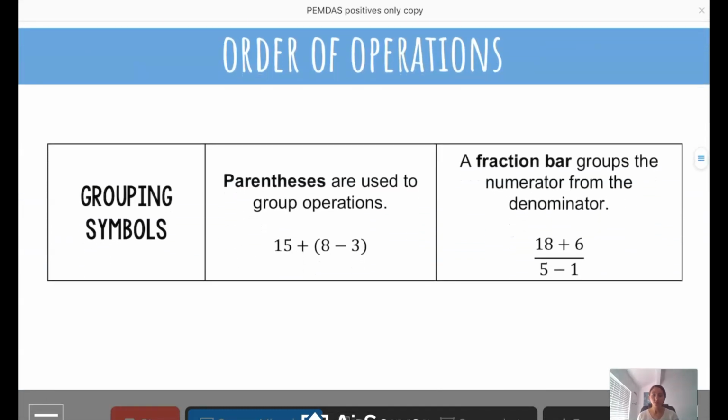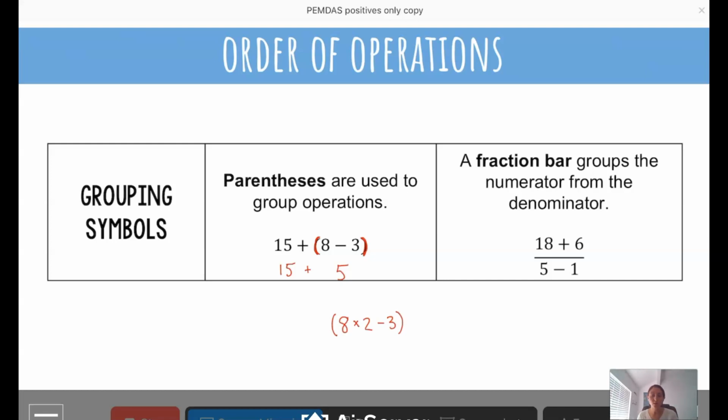When we're simplifying expressions, it's important to note that parentheses are used to group operations, and so are other grouping symbols, and that inside these parentheses, we must simplify everything inside it before we do anything else. So we would do 8 minus 3 is 5 before we add 15. It's also important to know that inside those grouping symbols, we follow the order of operations. So if this had inside our parentheses 8 times 2 minus 3, we would do our multiplication before our subtraction inside those parentheses because we're going to follow order of operations inside our grouping symbols.